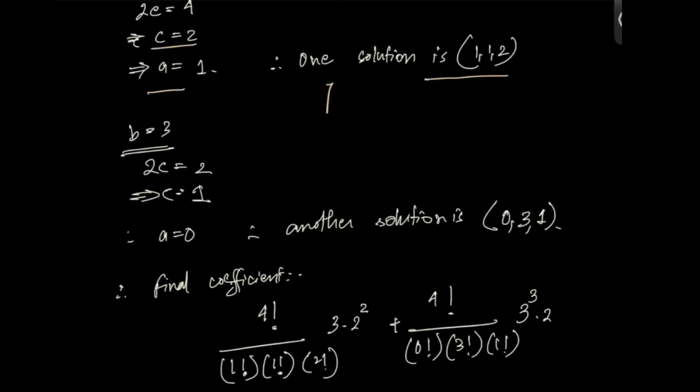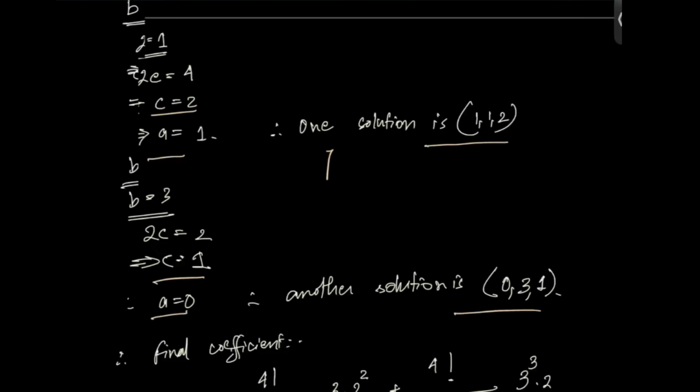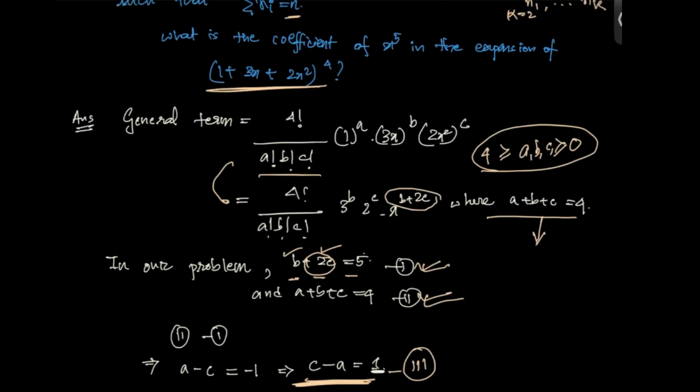And the next one, when we put B is equal to 3, we get 2C is equal to 2, which is basically C is equal to 1, and then we can get A is equal to 0. It's not negative, so it's allowed. So another solution is 0, 3, 1. So note that we have got two solutions of A, B, C which satisfy both these equations.